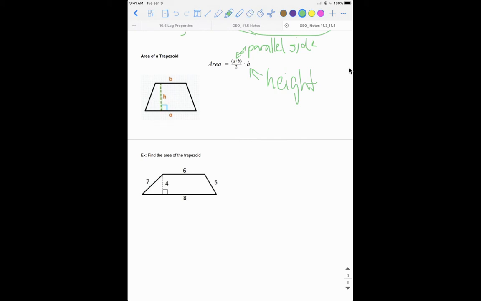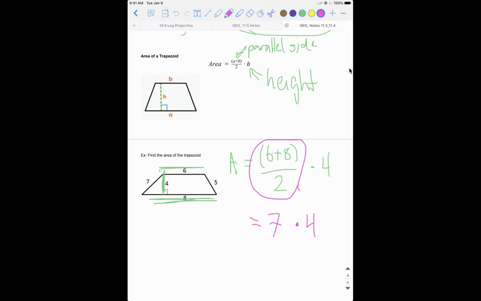In this case, we have area equals our two parallel sides. Hopefully you see that these are two parallel sides. So we've got 6 plus 8 divided by 2, and our height in this case is that 4, so times 4. I would make sure that I do this portion first. 6 plus 8 gets you 14, divided by 2 gets you 7. So we've got 7 times 4. Our area of this trapezoid is 28. Any units? No units, so we've got units squared.